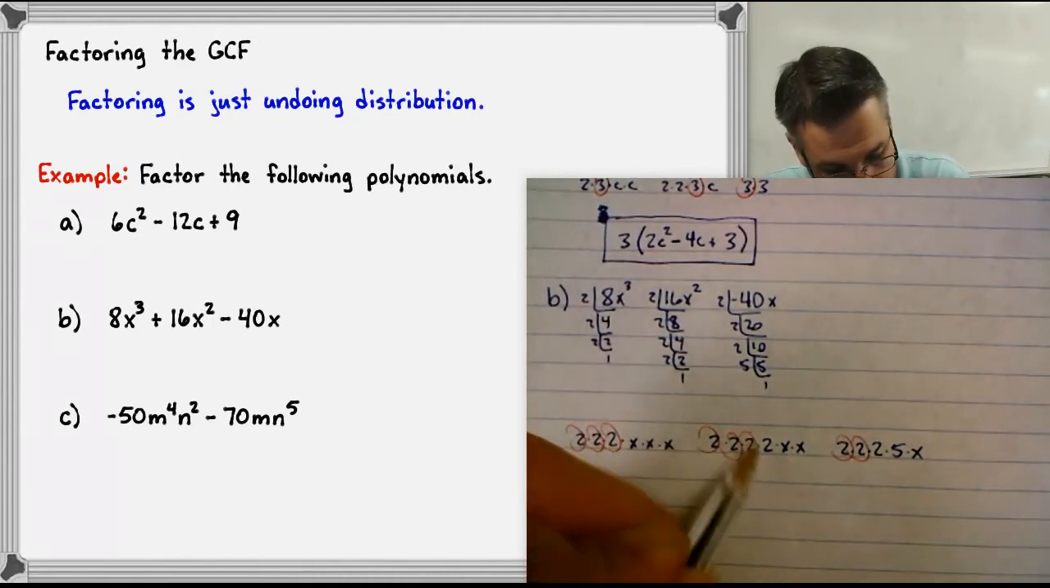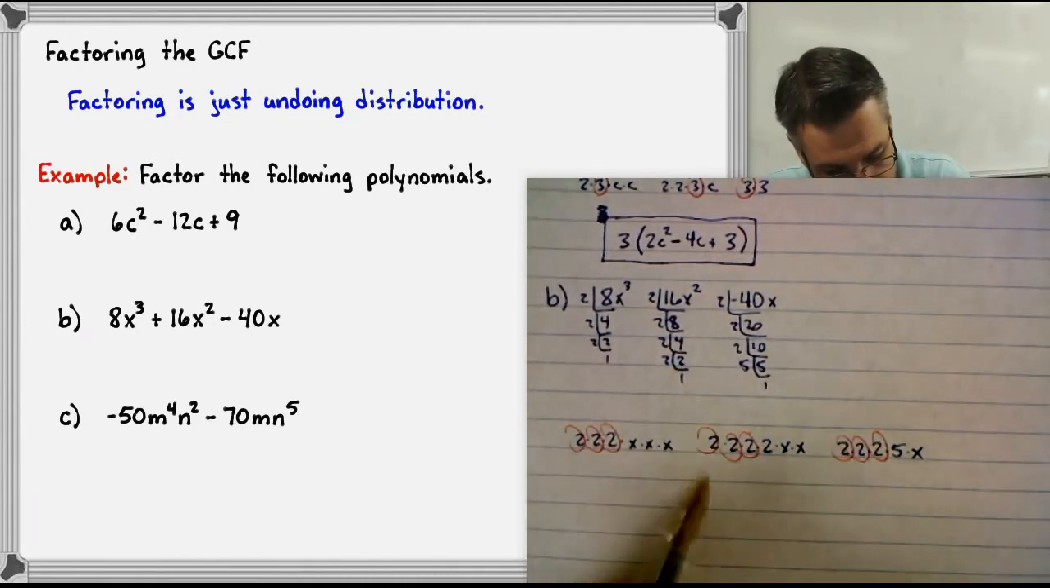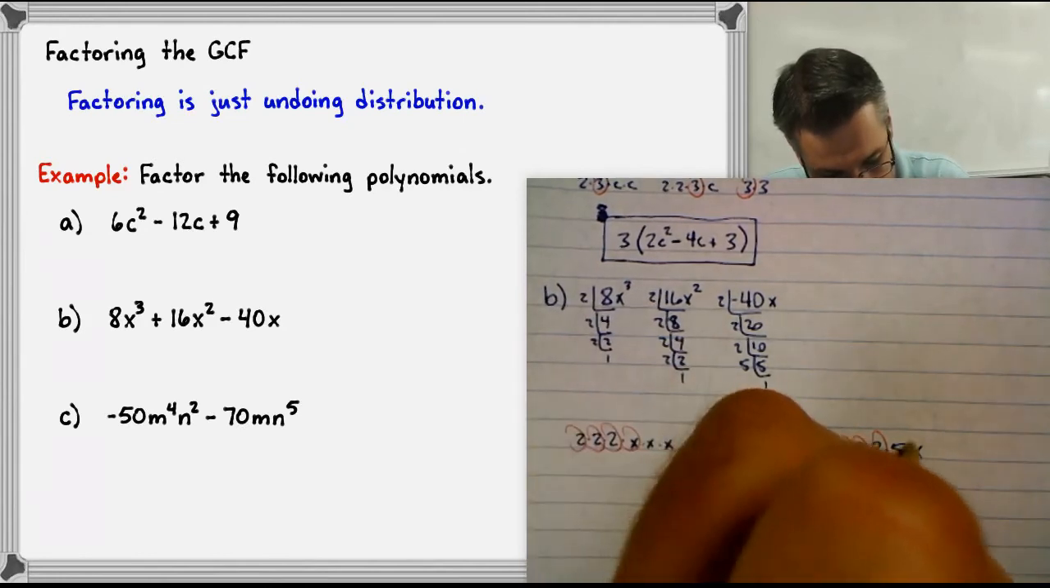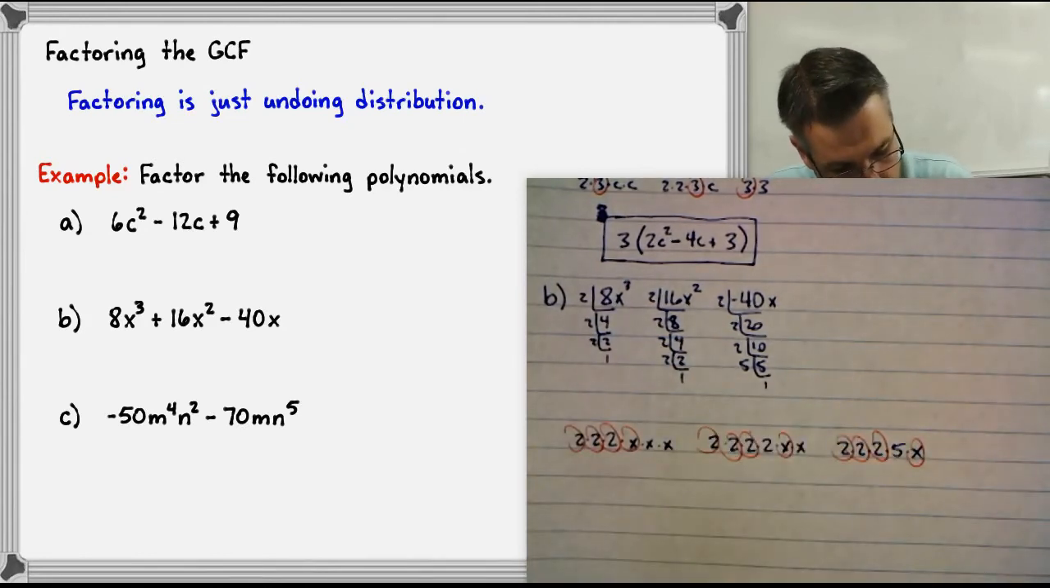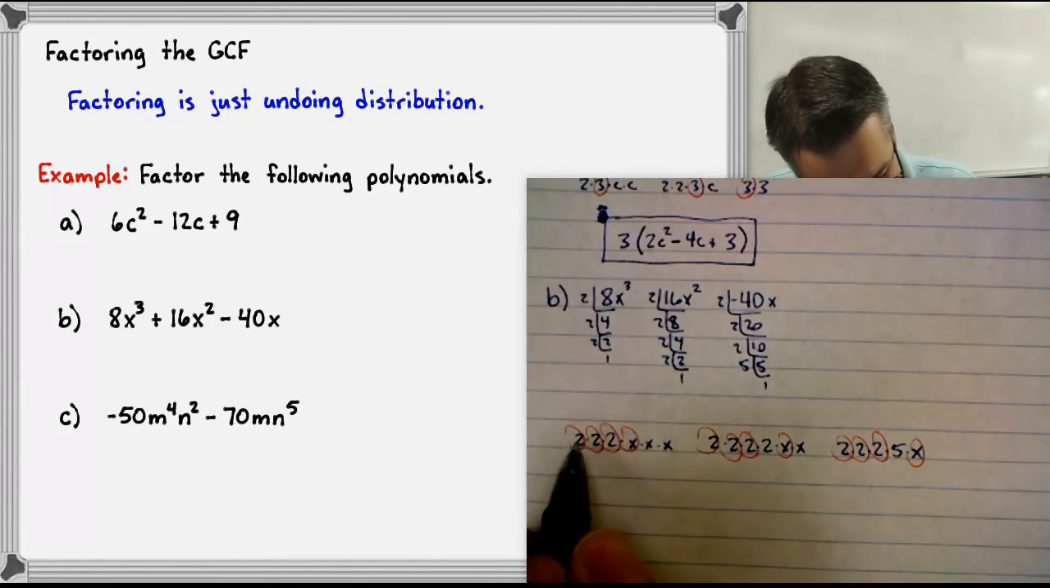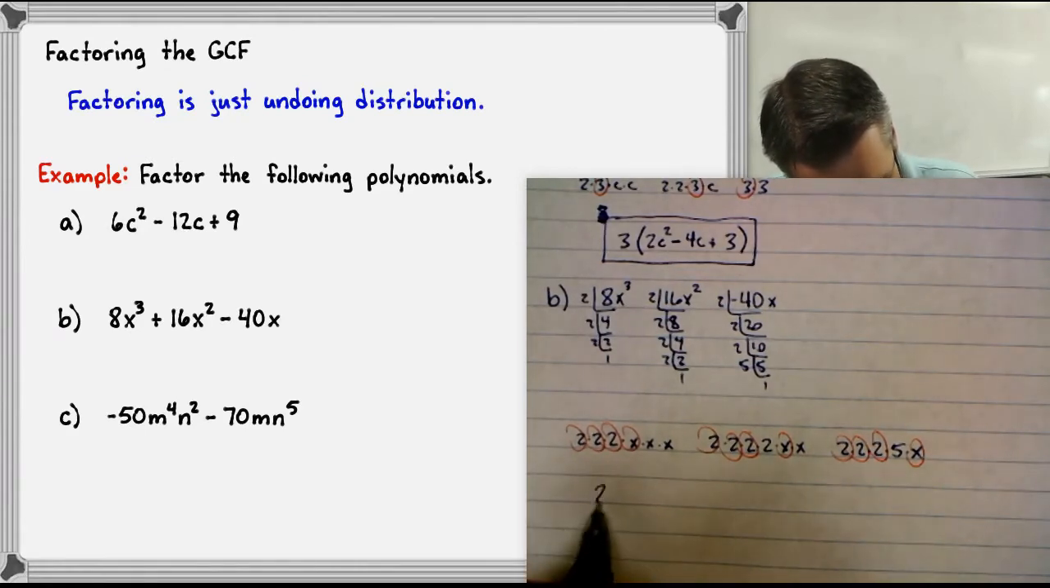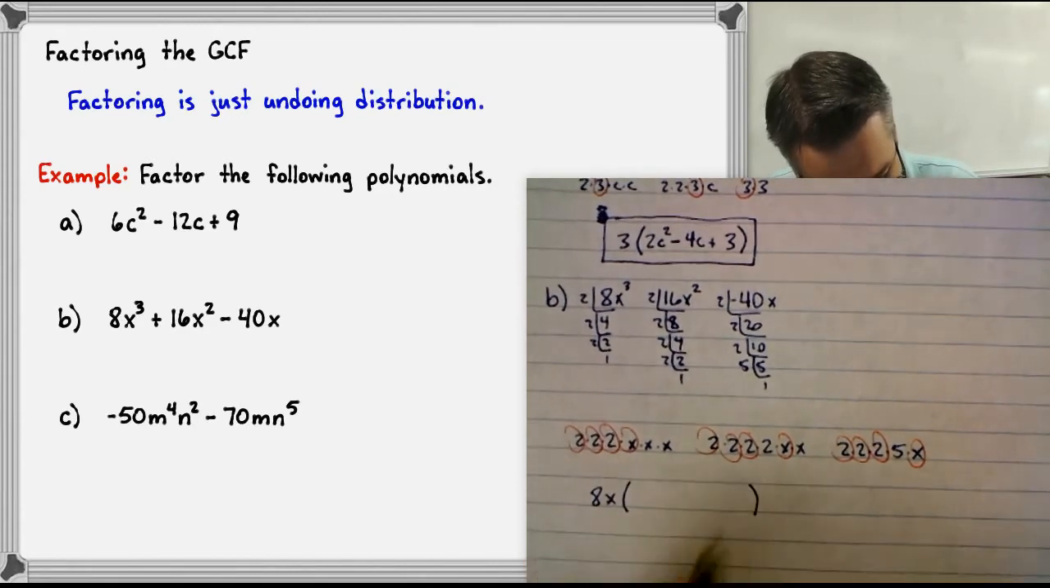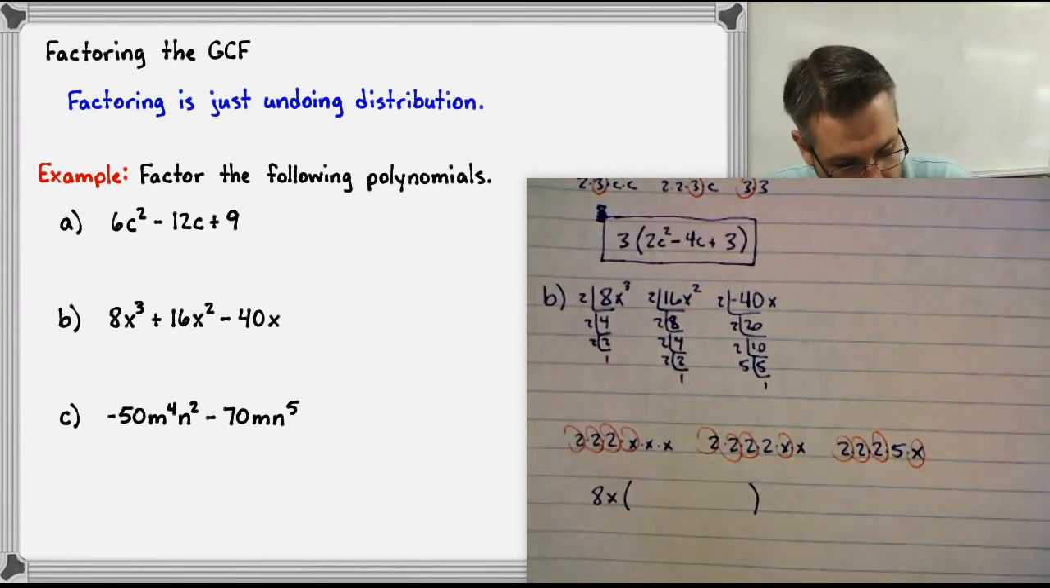We have a third 2 in common. No 5s in common. We have an x in common and no other x's. So our GCF here is going to be 2 times 2 times 2, which is 8. And then we have one x. So that's our GCF. And now we need to figure out what's left over here.